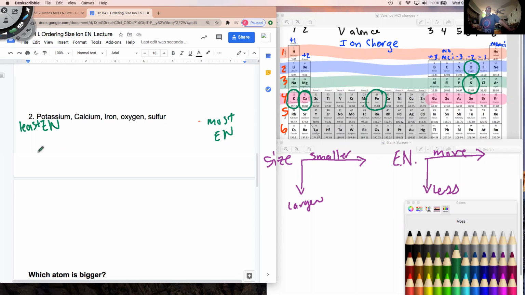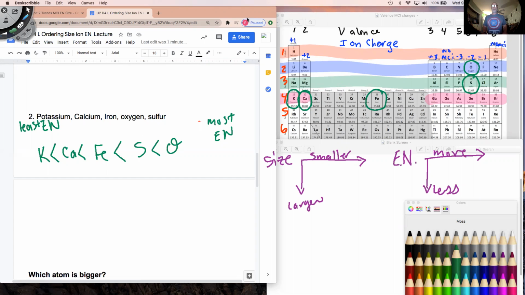You can take a look. That would be potassium. Potassium would be the least electronegative. And then as we move across, the atoms are getting smaller, which means you're getting more electronegative. So the next one will be calcium. And then as we move across, these are more electronegative, so we're going to have iron. Then you can take a look and ask, which one is more electronegative, oxygen or sulfur? Oxygen is going to be the most electronegative because it's closest to the top. So the next one will be sulfur and then oxygen.